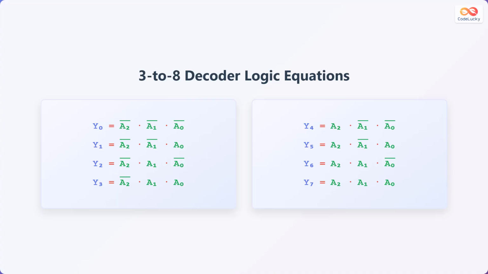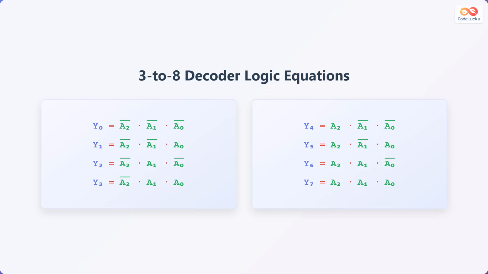Here are the logic equations for the 3 to 8 decoder. Y0 equals A2 bar multiplied by A1 bar multiplied by A0 bar. Y1 equals A2 bar multiplied by A1 bar multiplied by A0. Y2 equals A2 bar multiplied by A1 multiplied by A0 bar. Y3 equals A2 bar multiplied by A1 multiplied by A0.